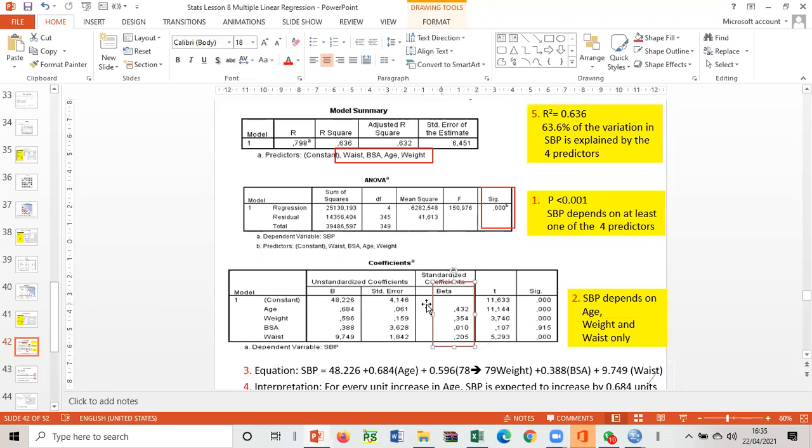Age, 0.32. You want to rank the variables in terms of levels of importance. Age, number 1. Number 2, weight. Number 3, waist. And BSA is the last.